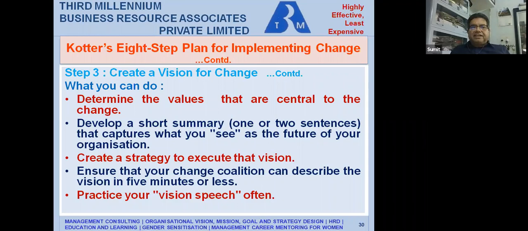Right? So the fourth one is extremely important, that it should not be too long. It should not be a lecture mode kind of thing, one-way communication. It has to be a short, crisp message.